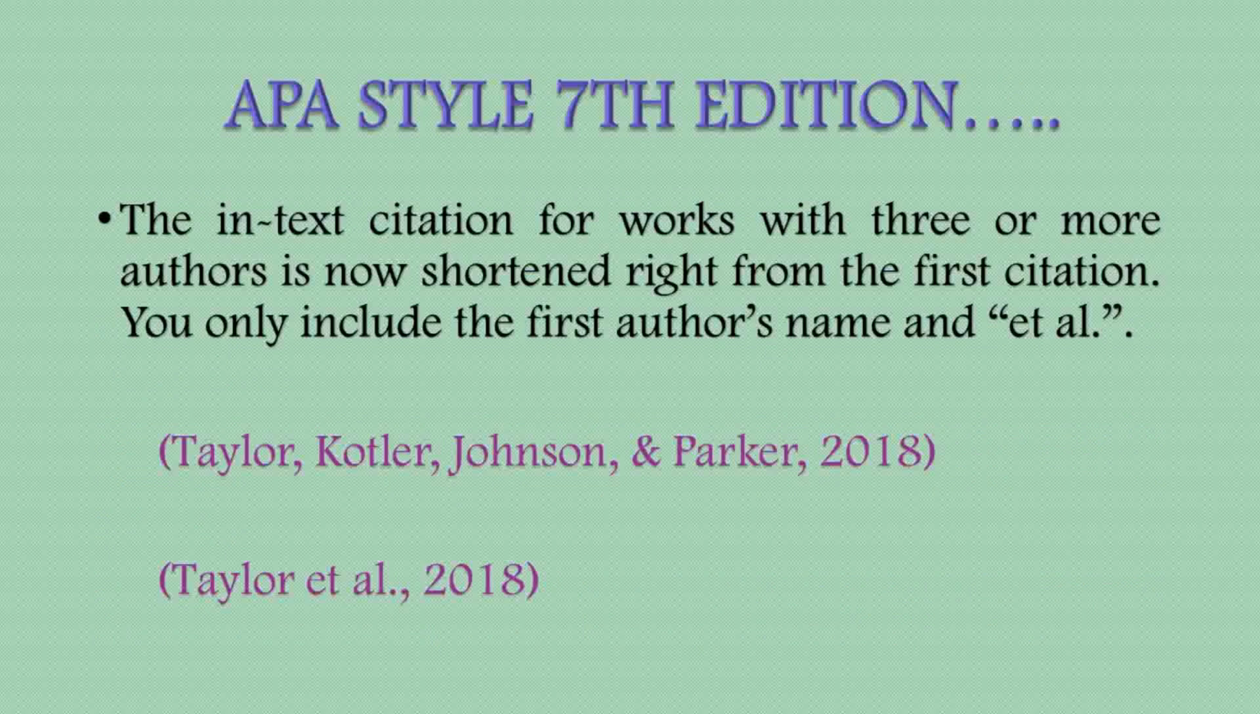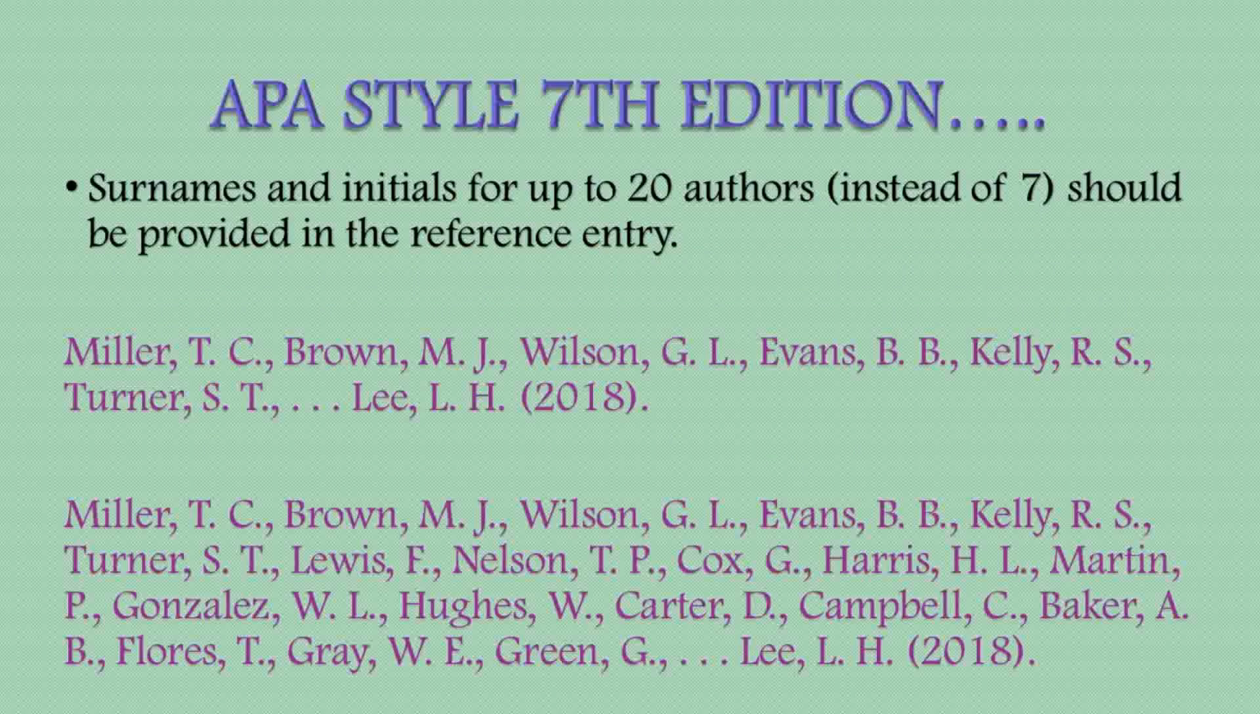The in-text citation for works with 3 or more authors is now shortened right from the first citation. You only include the first author's name and et al. Surnames and initials for up to 20 authors instead of 7 should be provided in the reference entry.